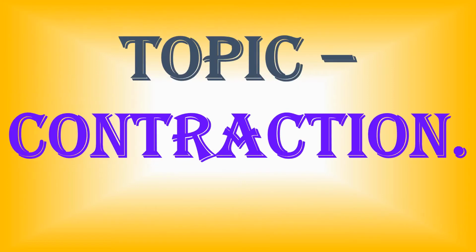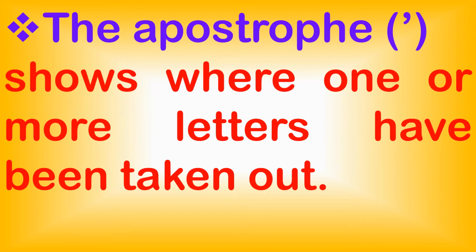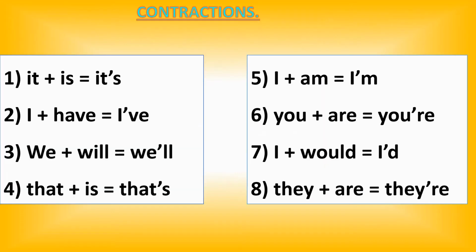So students, today we are going to learn about the topic Contraction. So what is contraction? A contraction is a shortened word made by putting two words together. The apostrophe shows where one or more letters have been taken out, which means the missing letters in a contraction are marked by an apostrophe. Look at the following contractions.